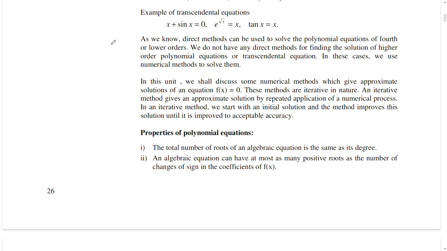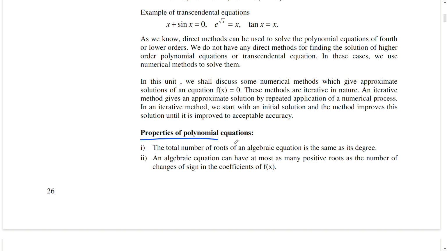In this unit, we shall discuss some numerical methods which give an approximate solution of an equation f(x) equal to 0. These methods are iterative in nature, and iterative methods give an approximate solution by repeated applications of a numerical process. In an iterative method, we start with an initial solution and the method improves this solution until it is improved to acceptable accuracy.